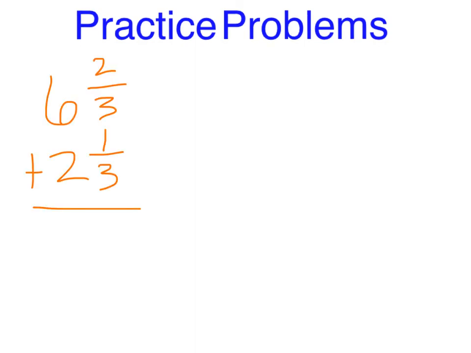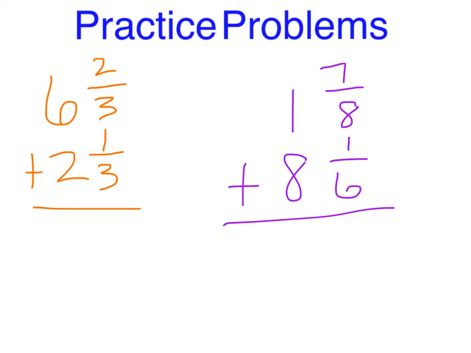First, solve this problem with like denominators. 6 2/3 plus 2 1/3. Don't forget to reduce the problem as far as it can possibly go at the end. Next, solve this problem with unlike denominators. 1 7/8 plus 8 1/6. Don't forget to show all of your work and reduce the problem down as far as it will go in the end. Good luck!